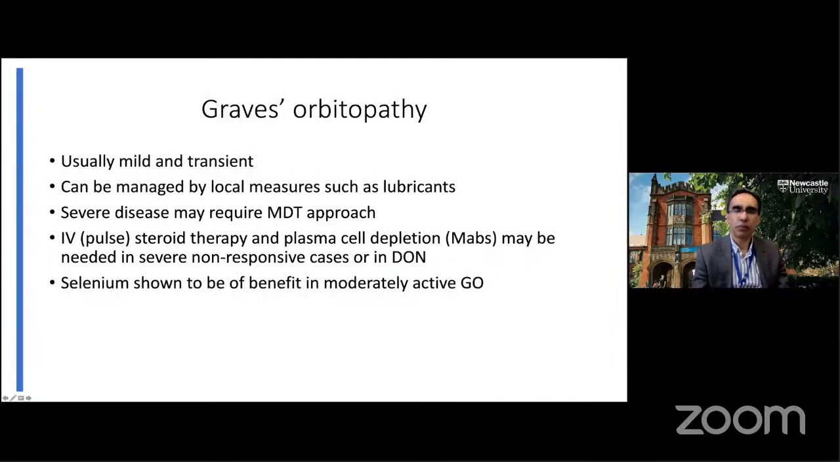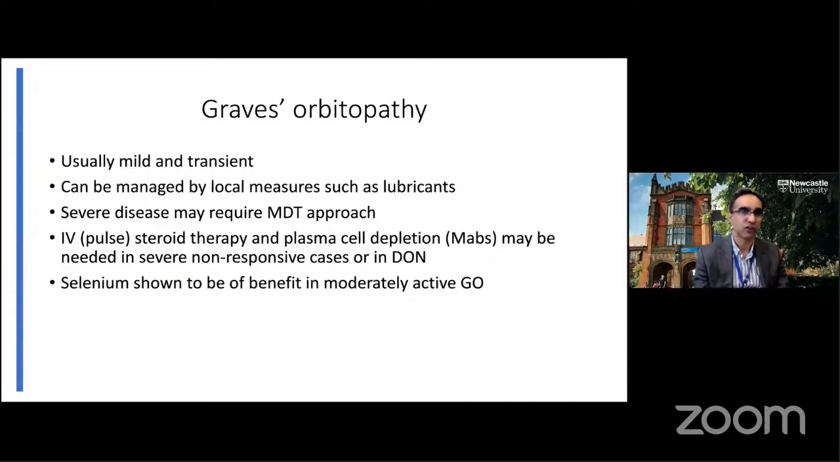What about Graves' orbitopathy? I'm not going to talk a lot about this. Usually mild and transient in most patients, thankfully, and can be managed by lubricants and taking effective and good care of the eyes. Severe disease, which shows active orbitopathy, may and should, in my opinion, require a multidisciplinary team approach. It's not just endocrinologists who deal with it. You need ophthalmologists, and you need opticians and so on.